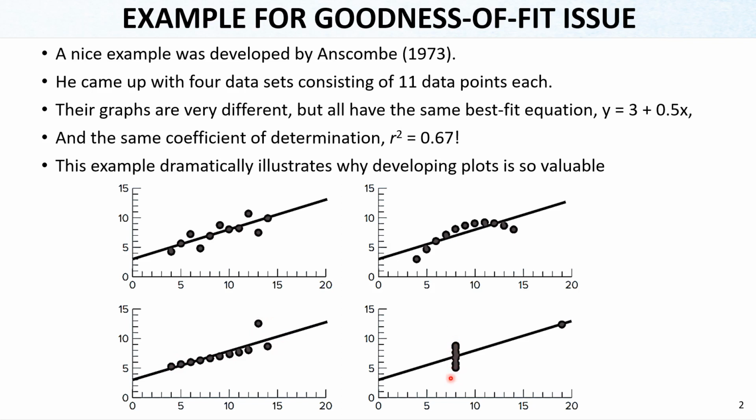In here, for one constant value, we have many values. It seems like a statistical error exists here. But for all of them, when we apply the least squares fit for linear regression, we obtain the same equation, y equals 3 plus 0.5x, and also the coefficient of determination, R-square, is the same for all. So 0.67, maybe we can say, because this is not close to 1, it looks like a bad fit.